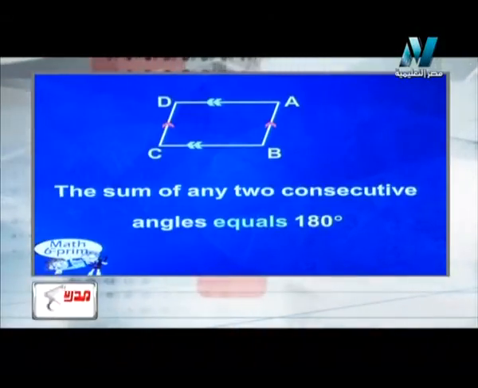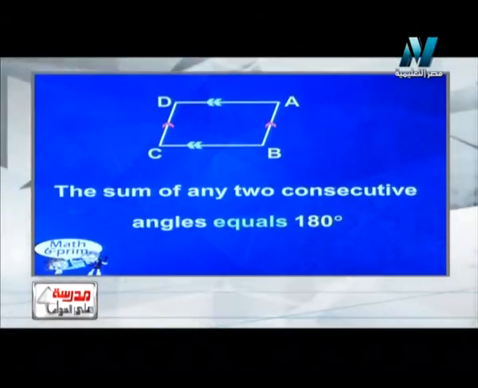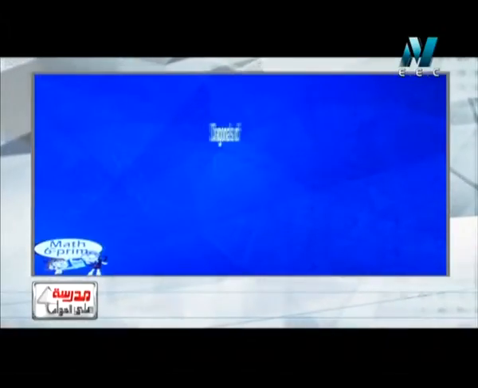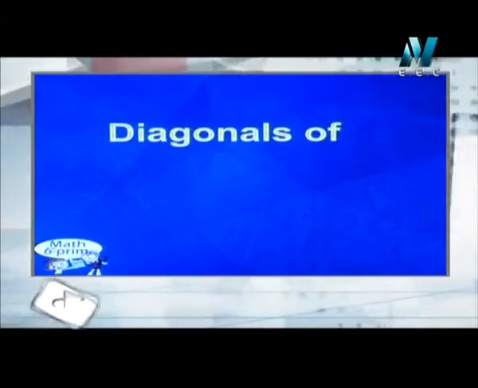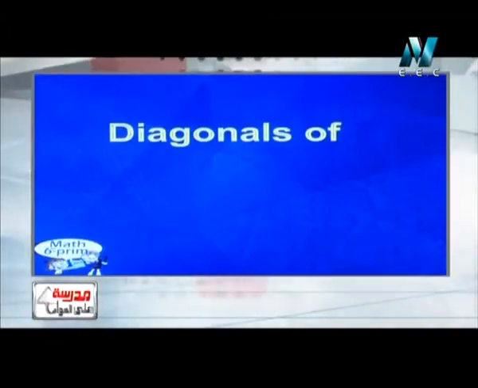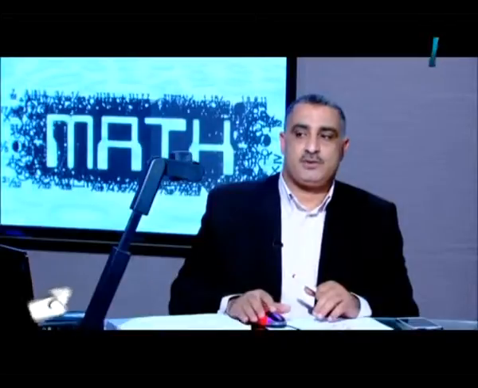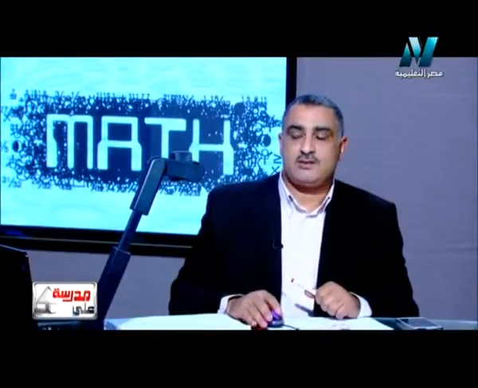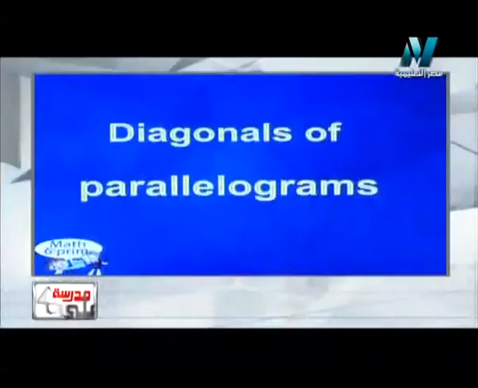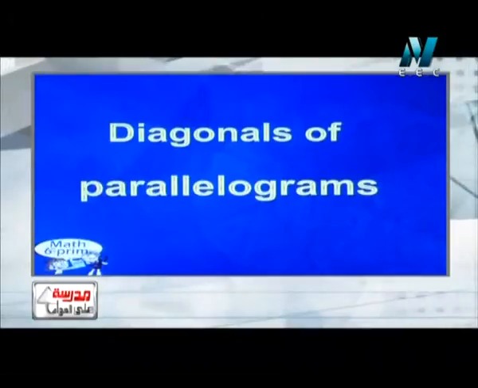It's a very important property of what? Of a parallelogram. And finally, we have the diagonals. What the diagonal means, my dear students, all of you know, the diagonal is a line segment which is joining between any two non-consecutive vertices. What does a diagonal mean? The diagonal of a parallelogram is a line segment which is joining between any two non-consecutive vertices.